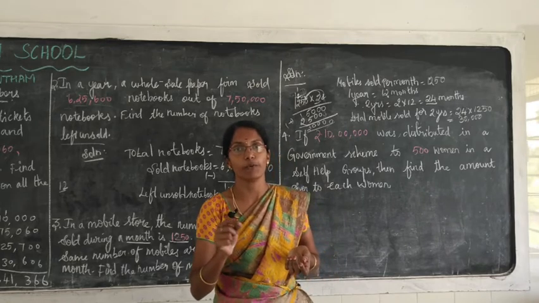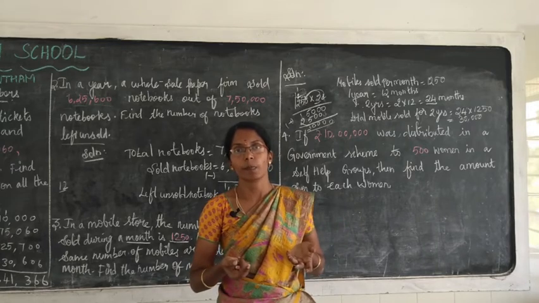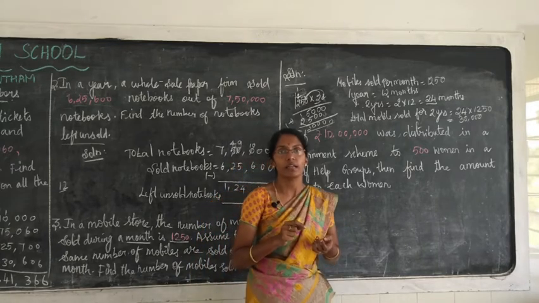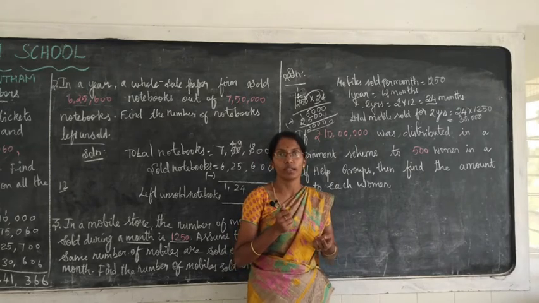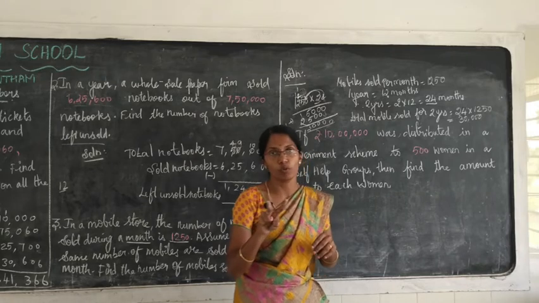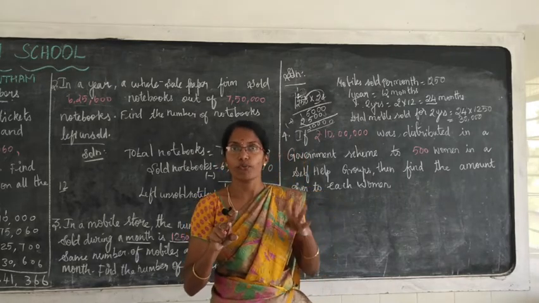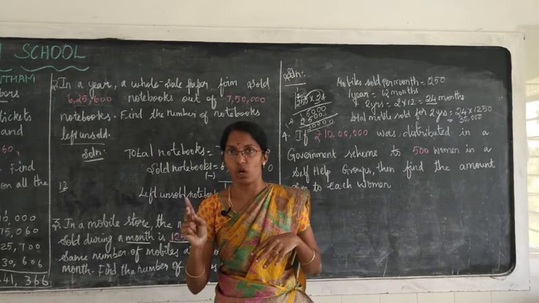Divide this chocolate equally between you. Like that she said. What will you do? You will divide, each one gets 2. So how will you do that? 4 divided by 2. How many members? 2 members. How many chocolates did she give? 4 chocolates. So 4 divided by 2, you will get each one 2 chocolates.